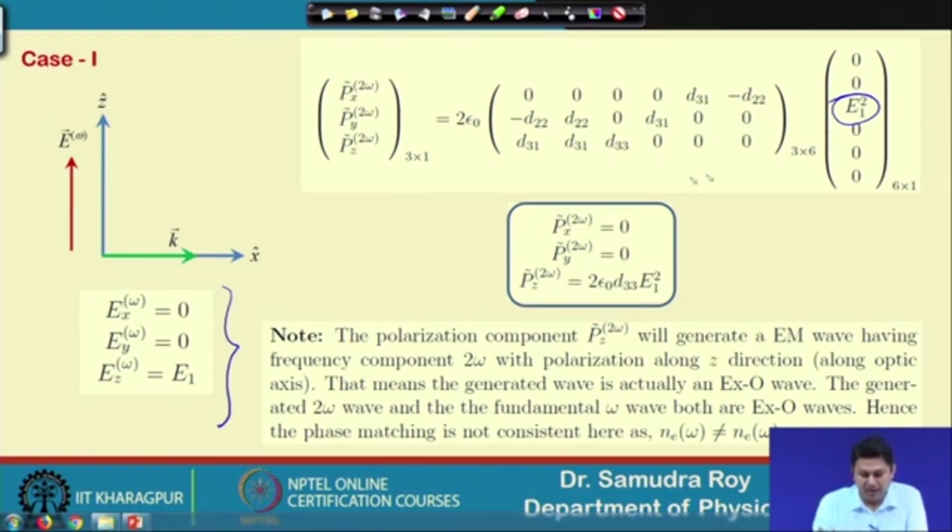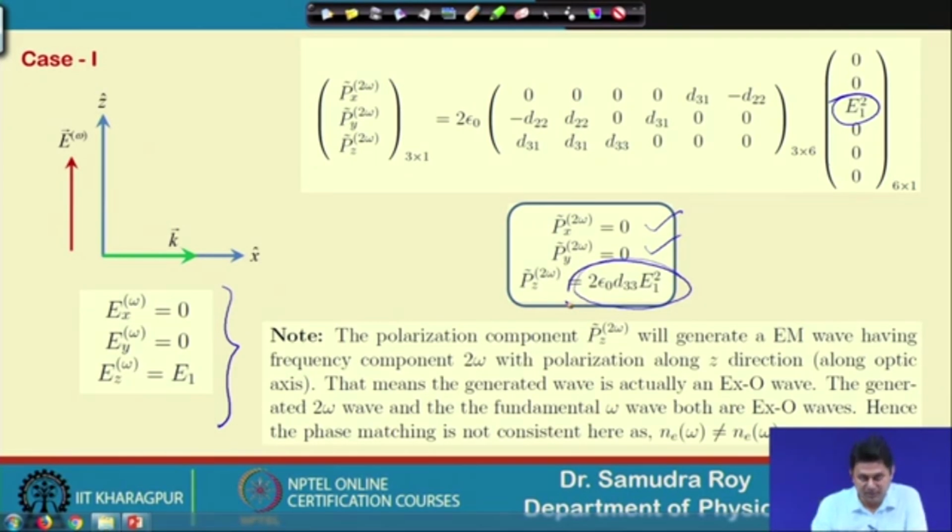Now, here unlike the KDP crystal, we can see there are many non-zero d elements. In that case only 3 terms were non-zero, and most of the coefficients were 0. But here there is a possibility that we have some non-zero terms, and indeed we find that Px is equal to 0, Py is equal to 0 and Pz is generated, which is not 0 and is proportional to d33.